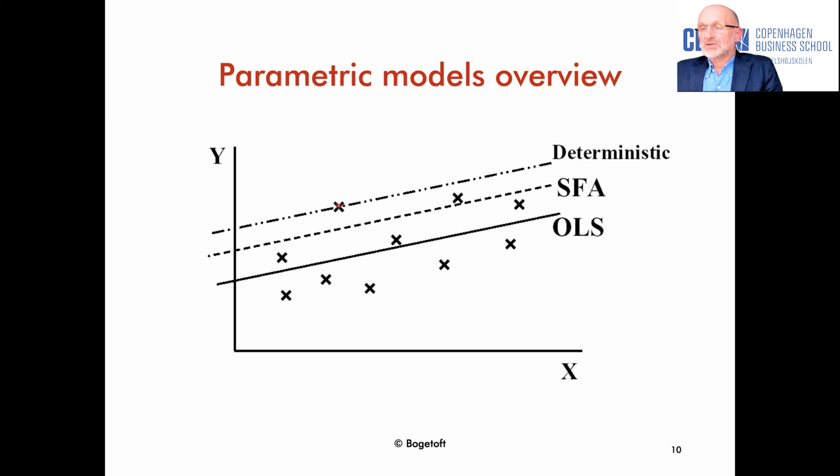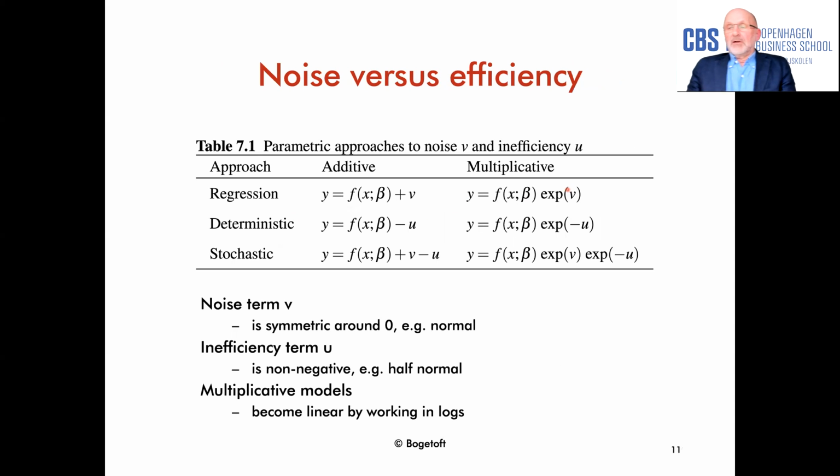What I'm going to do now is talk about alternative deterministic models and then move on to the stochastic frontier models. In this literature, once you talk about parametric models, it's important to distinguish between additive models and multiplicative models. In additive models, the normal regression is that output is a function of the input and some parameters beta, which we're going to estimate, plus the noise term, which can be a positive or negative noise term. The deterministic one ignores the noise term, but it includes the inefficiency term.